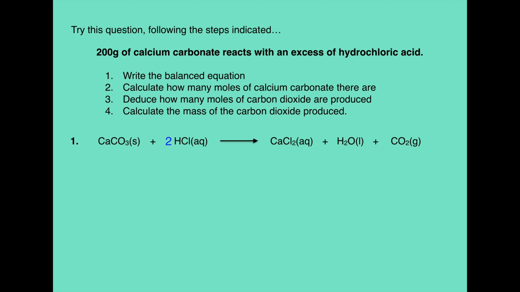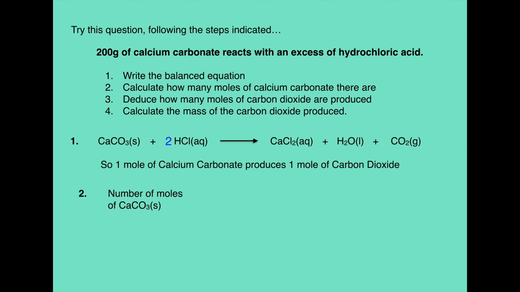Okay. Second step says calculate how many moles of calcium carbonate there are. So you know that we're going to use the mole equation. Just going back to the first step a second, this equation, obviously using moles, 1 mole of calcium carbonate, 2 moles of hydrochloric acid produces 1 mole of calcium chloride, 1 mole of water, 1 mole of carbon dioxide. So 1 mole of calcium carbonate produces 1 mole of carbon dioxide. That's important. We're going to use that fact.